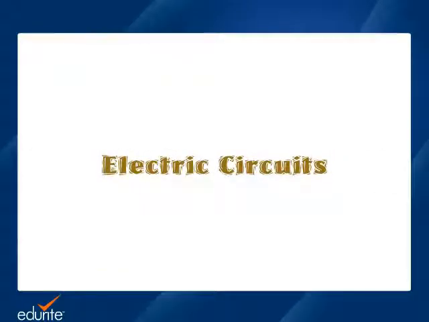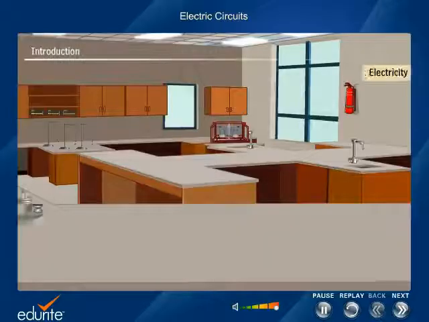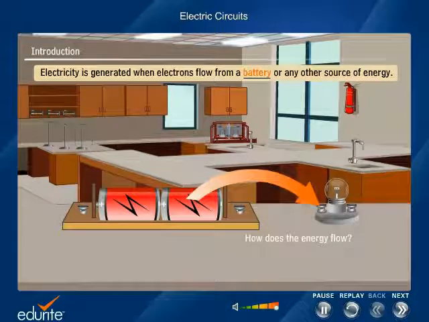Electric circuits. Electricity is generated when electrons flow from a battery or any other source of energy. How does the energy from a battery flow into the bulb? Let's perform a simple activity to understand this.